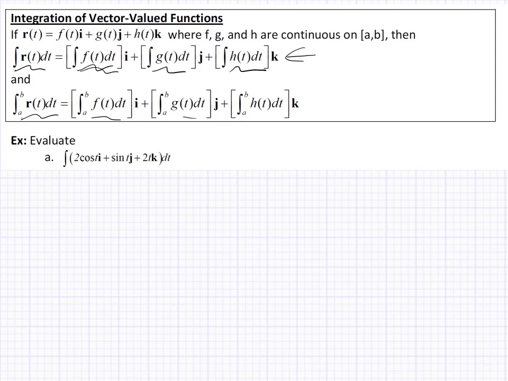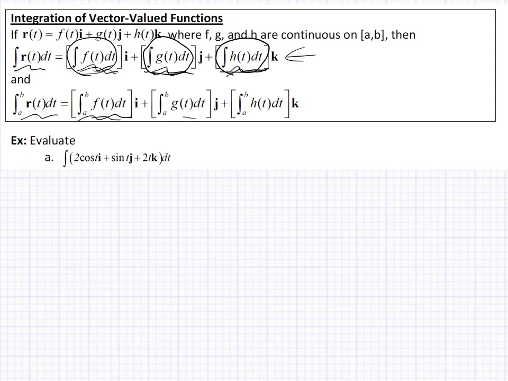Now, each one of these is its own integral. And since these are indefinite integrals, they have a constant of integration. But the constant of integration for this integral is not necessarily the same constant as the constant of integration for this integral or this one. So we would have to denote that these are separate constants, not one constant that's the same all the way through.